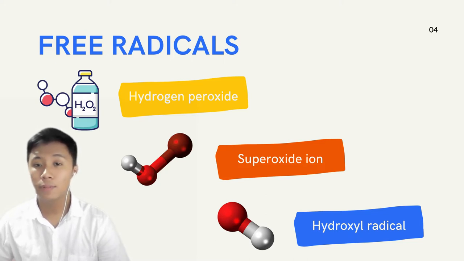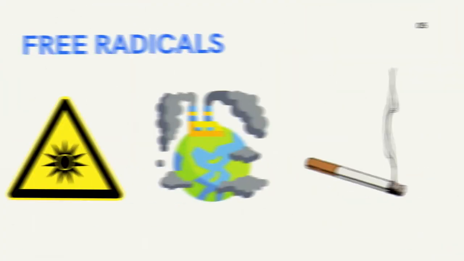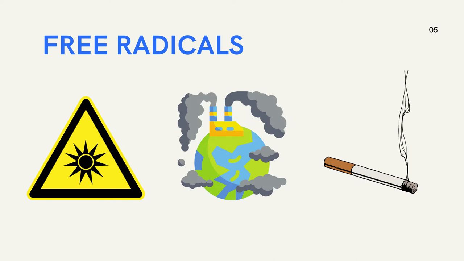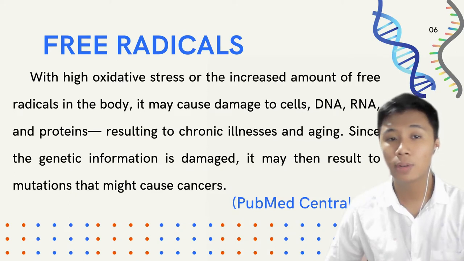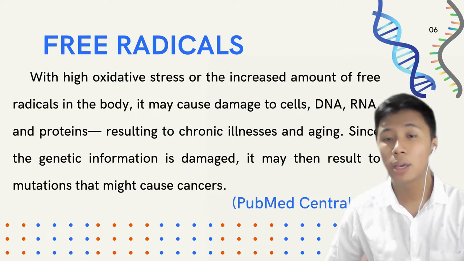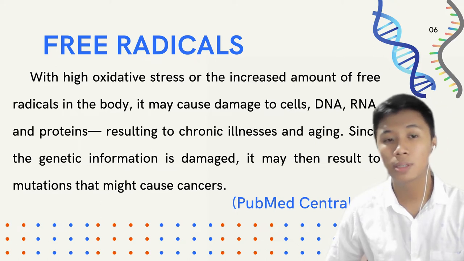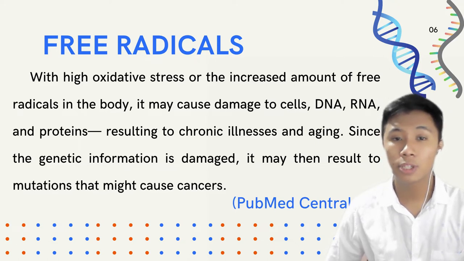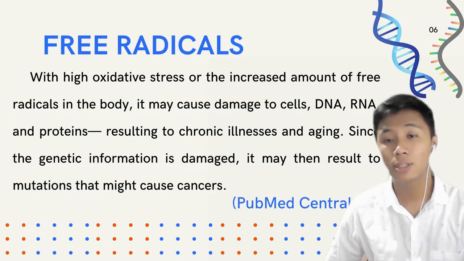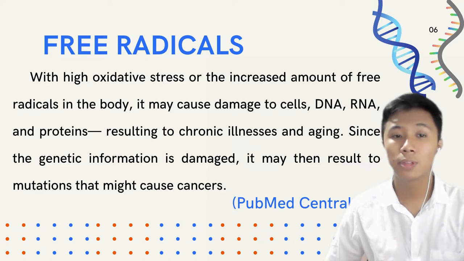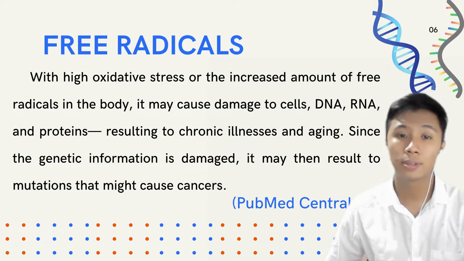The body generates free radicals as the inevitable byproducts of metabolism. Free radicals can also be formed after exposure to cigarette smoke, air pollution, and UV rays of sunlight. With high oxidative stress, or the increased amount of free radicals in the body, it may cause damage to cells, DNA, RNA, and proteins, resulting in chronic illnesses and aging. Since the genetic information is damaged, it may then result in mutations that might cause cancers.